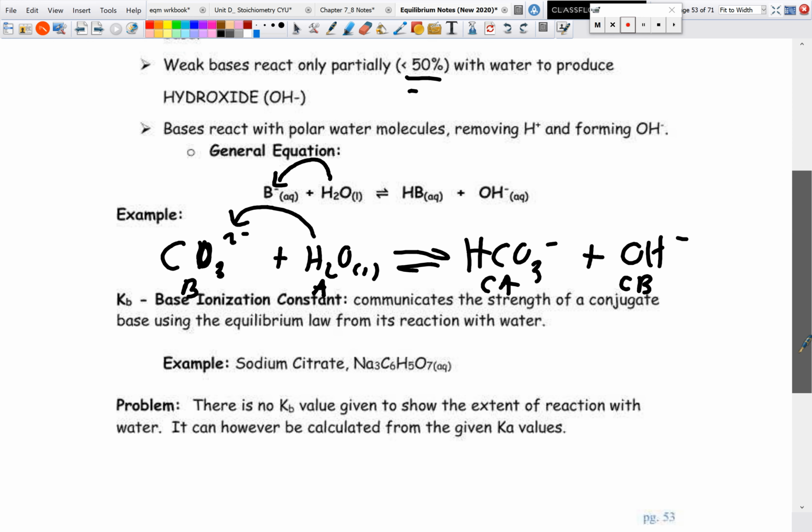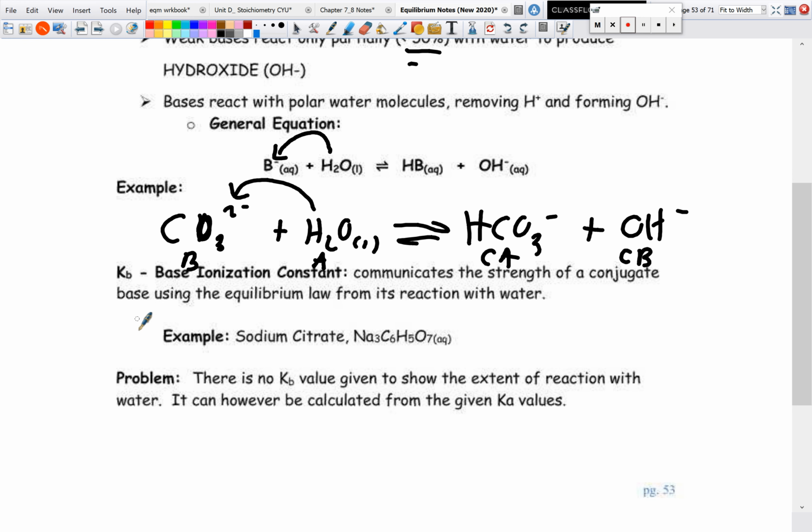As I kind of mentioned before, and almost jumped the gun on, the Kb, or ionization constant of a base, isn't in our data booklet, so we will need to find it. And that's the problem we have highlighted down here. For example, if we are given something that we know is a base, like sodium citrate, this is an ionic compound, so it's going to break apart into the sodium ion and the citrate ion.